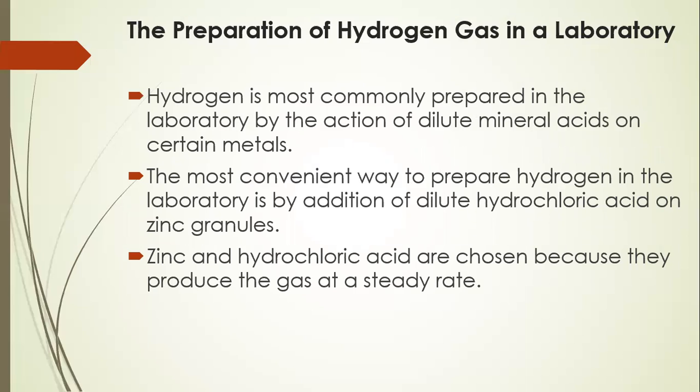Hydrogen is most commonly prepared in laboratories by the action of dilute mineral acids on certain metals. Now, the most convenient way to prepare hydrogen in the laboratory is the addition of dilute hydrochloric acid on zinc granules. Zinc and hydrochloric acid are chosen because they produce the gas at a steady rate.